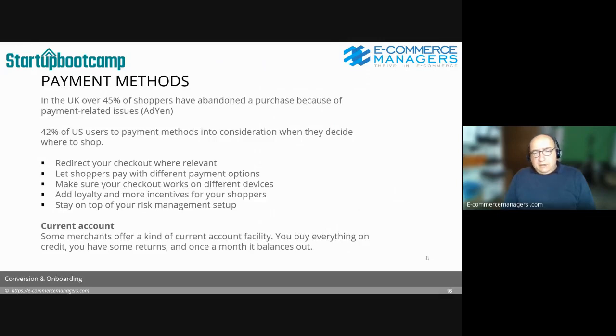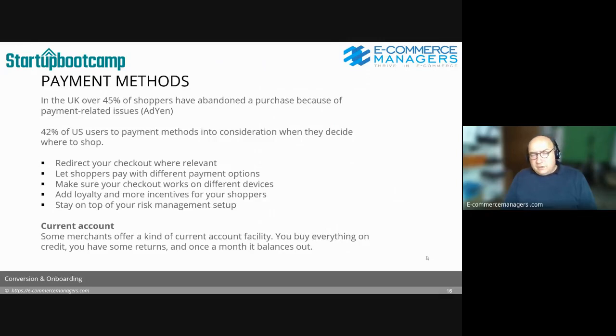It's also a way to add loyalty: give them points for certain payments, or incentivize certain payments, like with a credit card, where of course you have to pay a percentage to the credit card company. You can ask for a debit card payment. And stay on top of your risk management setup, especially important for B2B, and when there's a lot of invoicing or other risks involved, you want to have a connection with a credit check party that checks the credit of your business partner.